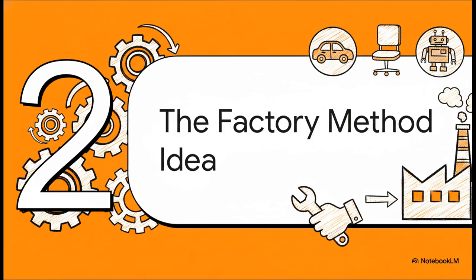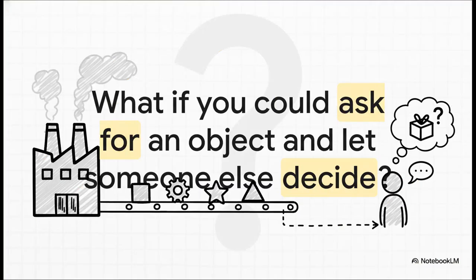Well, this brings us to the absolutely brilliant idea at the very heart of the factory method pattern. The whole concept here is really a powerful shift in responsibility. What if our client code didn't need to know how to build the object at all? What if it could just raise its hand and say, hey, I need a product, and then just delegate that messy creation business to some other component that specializes in it?